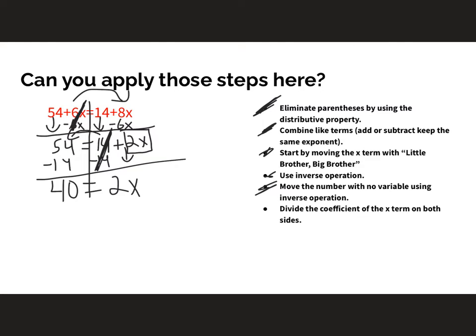So the next thing we need to do is divide the coefficient of the x term on both sides. So again, coefficient is that number attached to that x. And we know that whenever we're solving equations, we need to solve for x. So we need to get that x by itself.